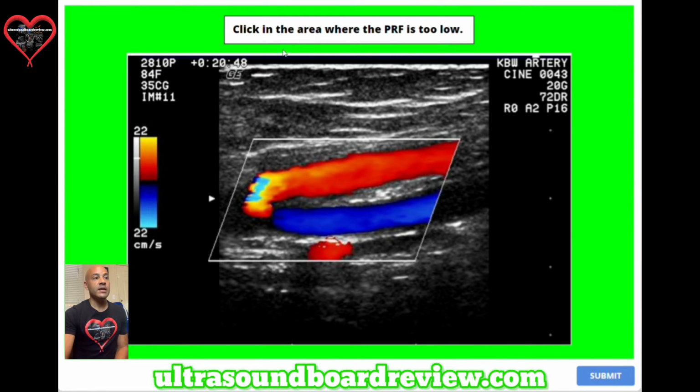Question 8, click in the area where the PRF is too low. The answer is going to be right here in this aliasing area.